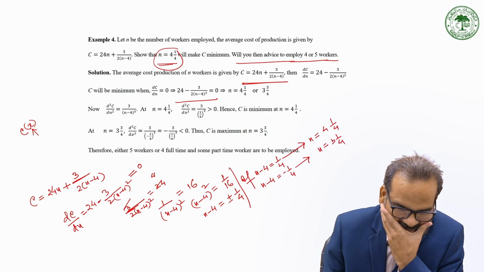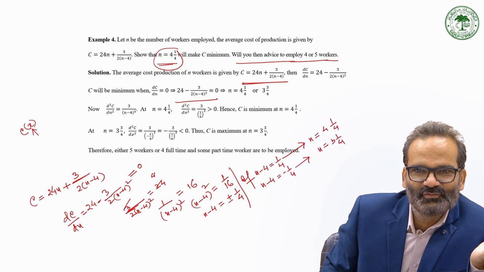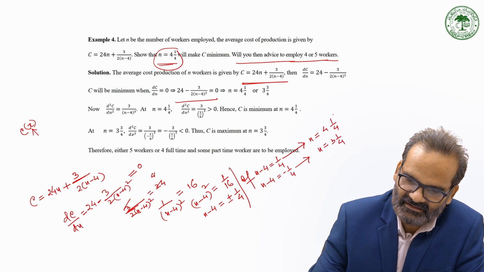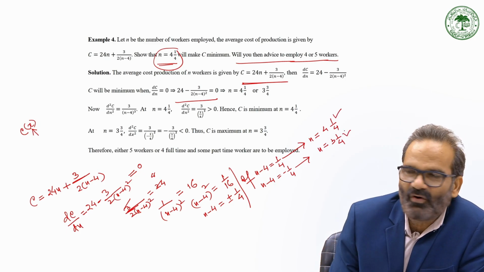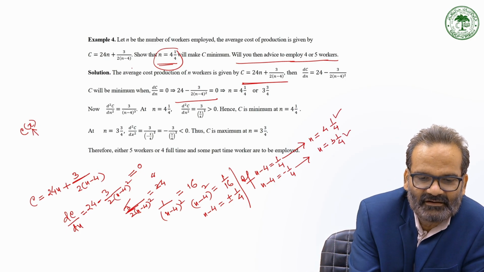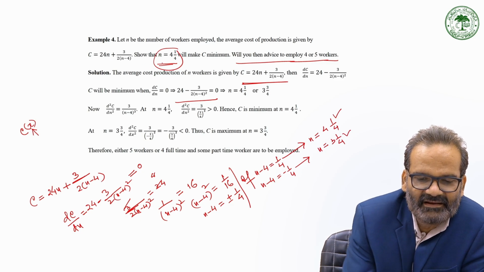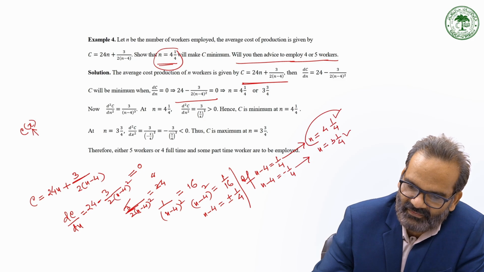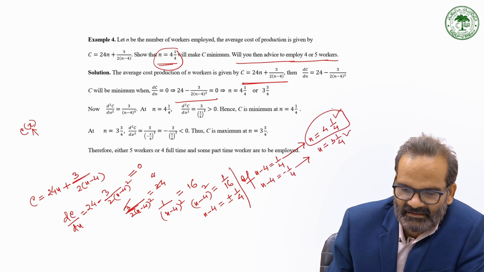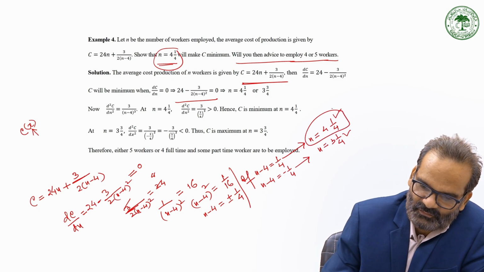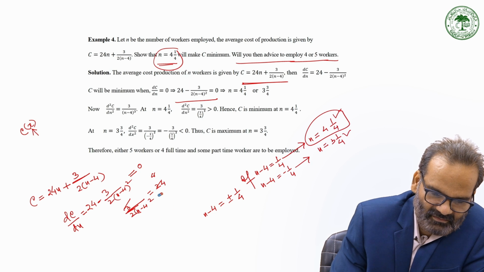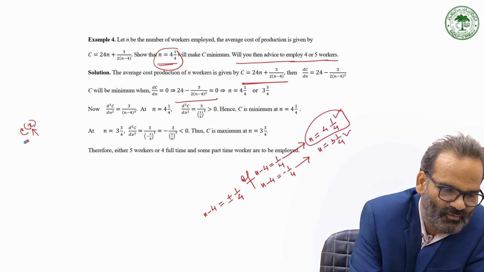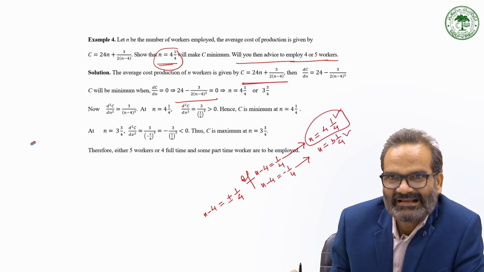And you know, these stationary points will give you the point of maxima or the point of minima. Now see whether this or this. What has been asked in the question? In the question you have been asked to show that for n equal to 4 and 1 upon 4, C is minimum. So for this value of n, we have to show that C is minimum. For this, we find out the second derivative, and put n equal to 4 and 1 upon 4; it should be positive.